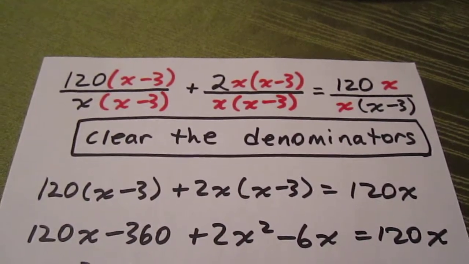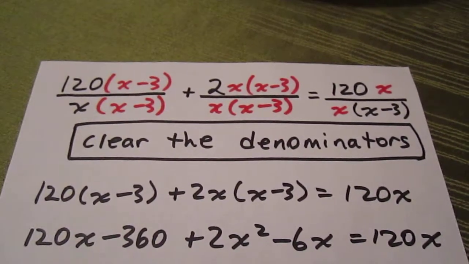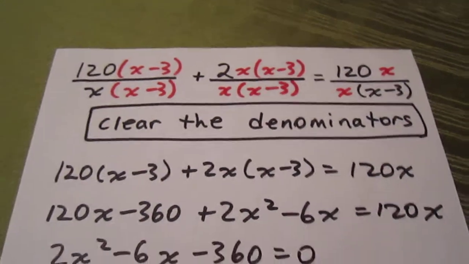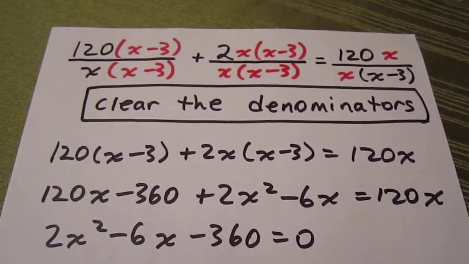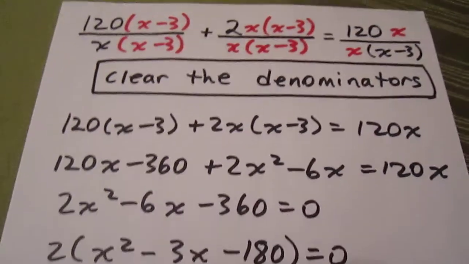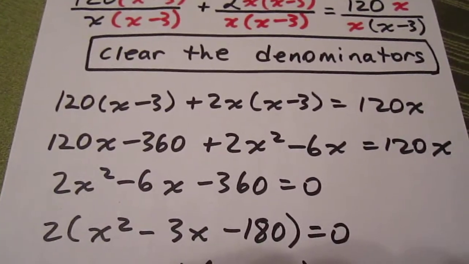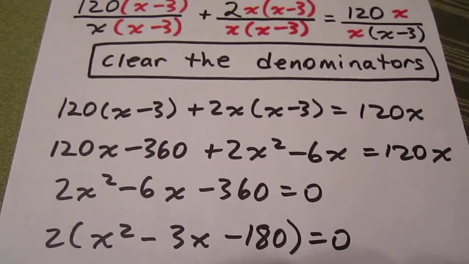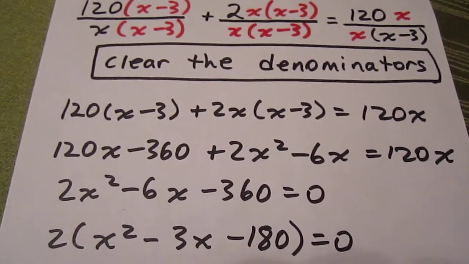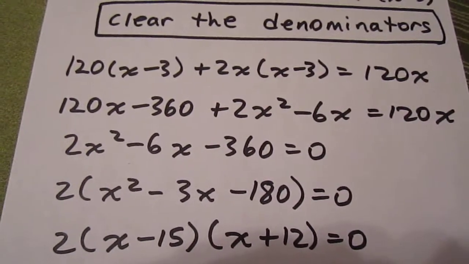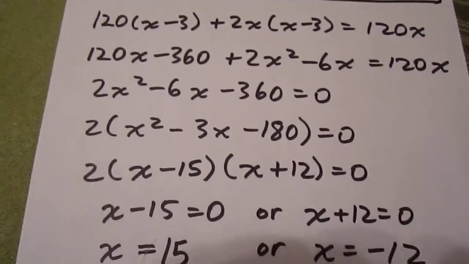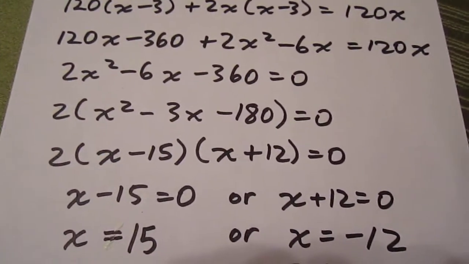If we want to be a quadratic hero, we're going to let one side equal 0. So we are able to say 2x squared minus 6x minus 360 equals 0. We use common factoring first: x squared minus 3x minus 180 equals 0 now. And we factor: x minus 15 times x plus 12 equals 0. From here we can say that either x equals 15 or x equals negative 12.